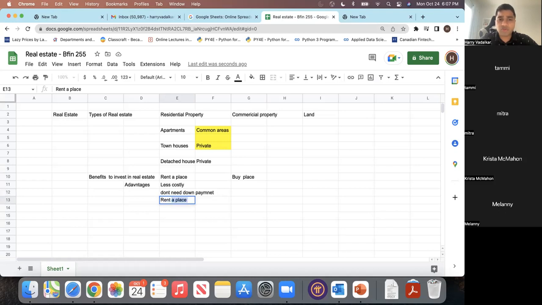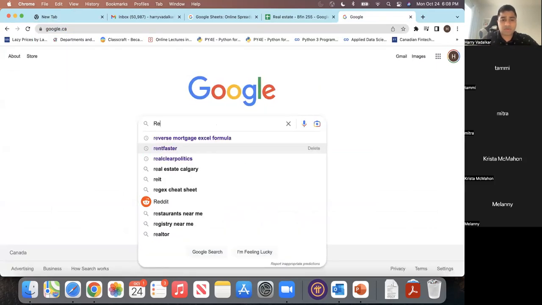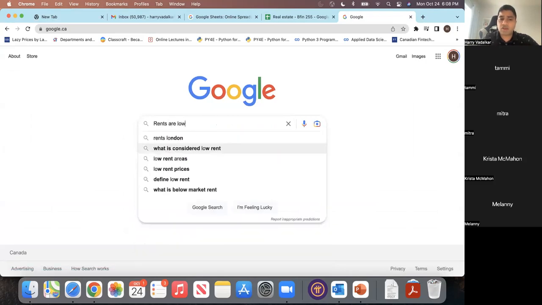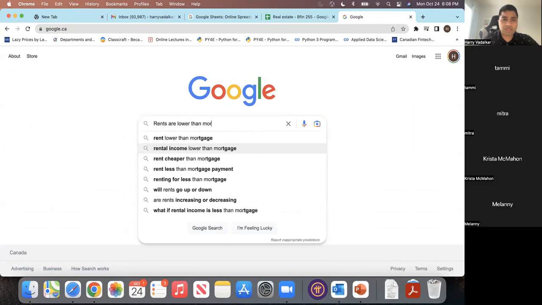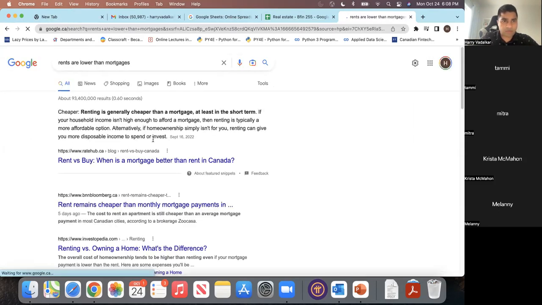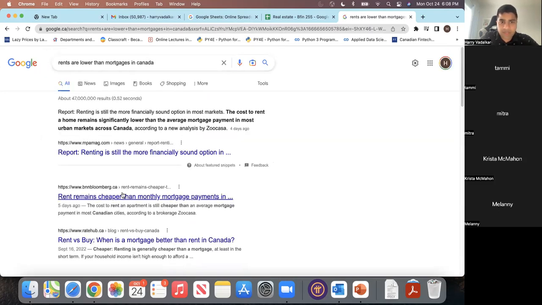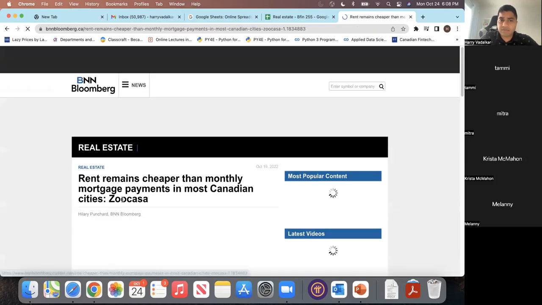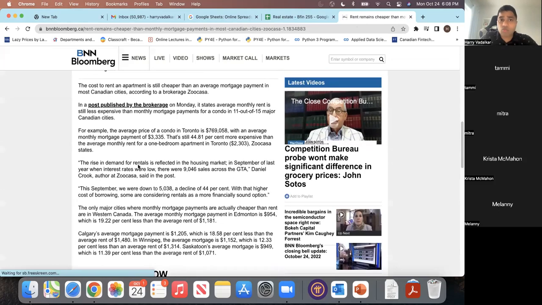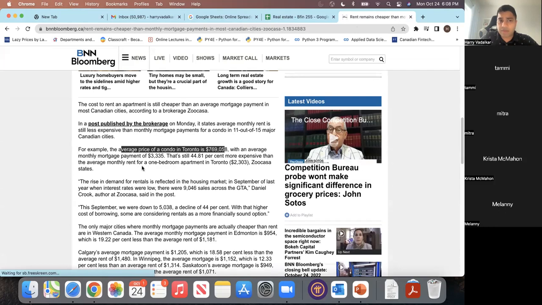Plus, rents are usually, it depends on the economic situation, rents are usually lower than mortgages. So most of the times it is true, in most cities it is true, but not always. So there was a recent article, BNN Bloomberg had an article, and if you read that article, it's quite interesting. It says that in most cities, for example Toronto, the average mortgage is 3,300, but the average rent is 2,300. So it is $1,000 lower than the corresponding mortgage.